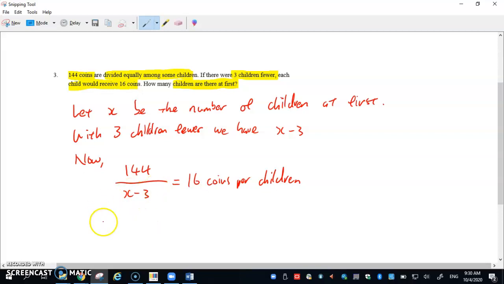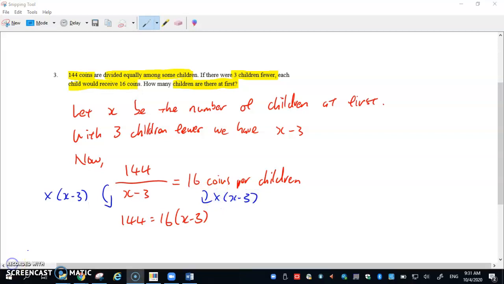Okay, so therefore right now we will just simply solve this equation. We have 144 equals 16 times x minus 3. And what we are doing here is that we are multiplying x minus 3 on both sides of the equation.